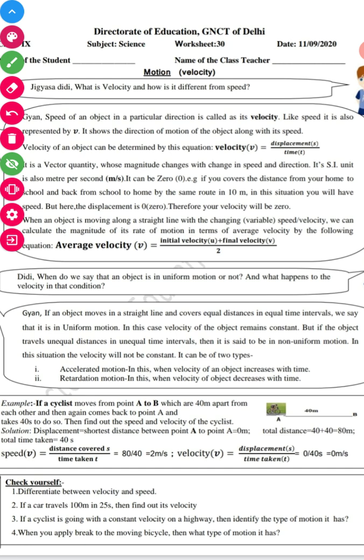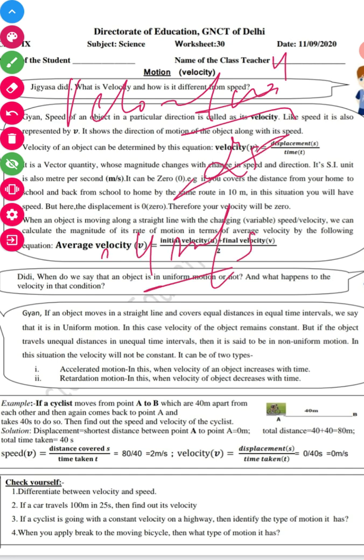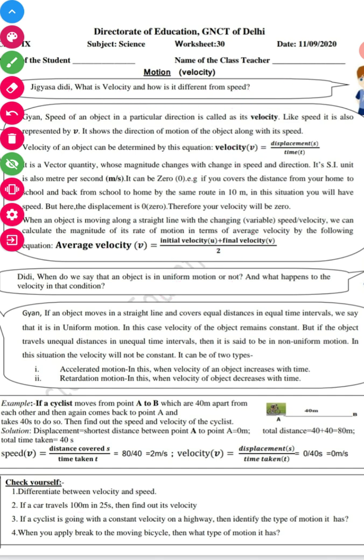Let's do the second question. If a car travels 100 meter in 25 seconds, then find out the velocity. Velocity, we have 100 divided by 25, that is 4 meter per second. This is the value of velocity. Okay, next, if a cyclist is going with constant velocity on the highway, then identify the type of motion. Because it is constant velocity on the highway, it is said to be a uniform motion.